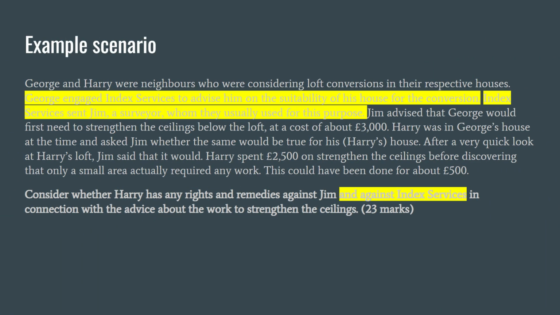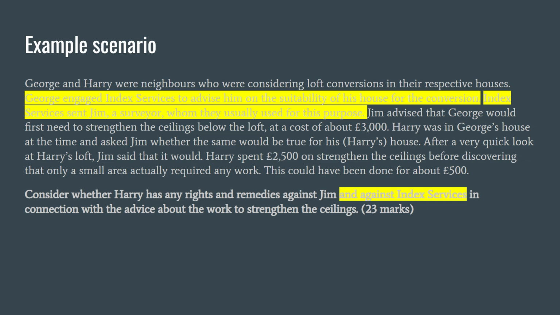So if you look at the scenario now, you will see that it doesn't mention vicarious liability at all, or indeed negligent misstatement for that matter, in the question. The only clue is that the question asks you whether Harry has rights and remedies against Jim, who's the person who gave the negligent misstatement, and against Index Services.